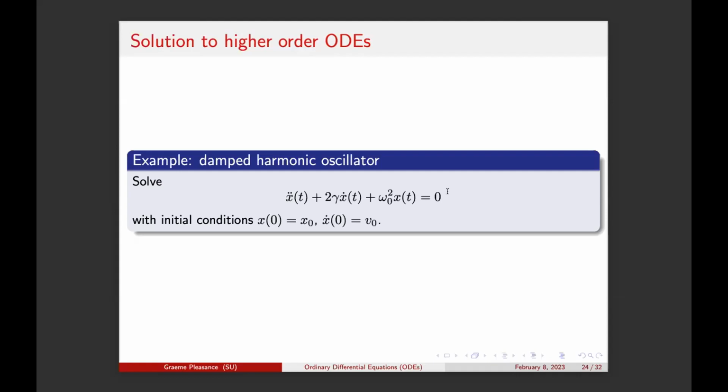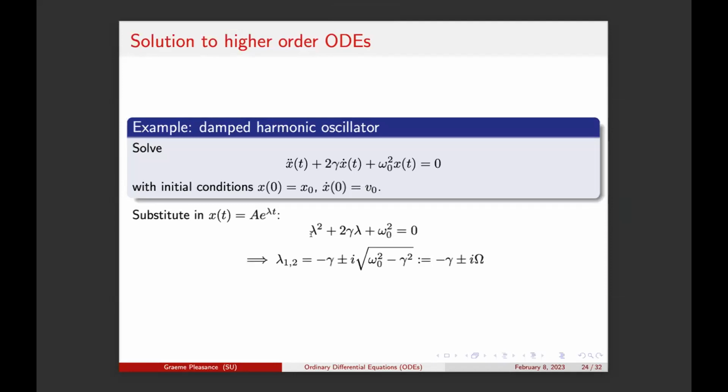Okay, so we want to solve this equation now in the case where we have these initial conditions. If you recall from the first lecture, I said that in general, an nth order ODE requires n boundary conditions in order to find a unique solution. In this case, because we're dealing with a second order linear ODE, we need two initial conditions. One relating to the position of the oscillator at the initial time, and one relating to the speed of the oscillator at the initial time.